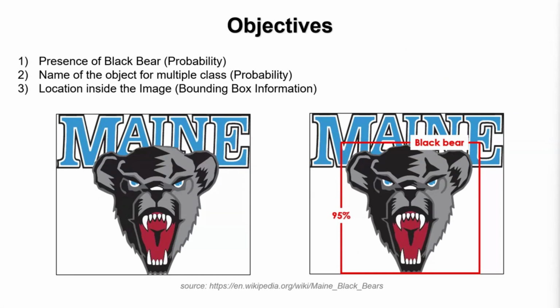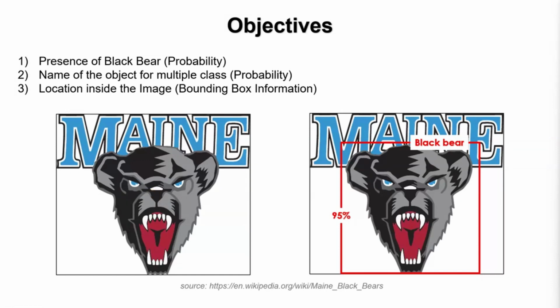Let us start with a detection example. Let us detect a beer from a picture. For example, this is a picture, and I want to detect a beer from it. So I have some objectives. The first objective is that I want to know the presence of an object inside this image. So I want to know whether there is an object present in this image or not.